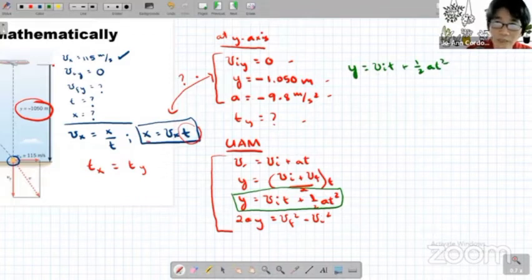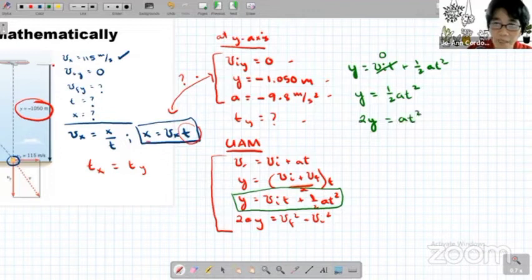So of course, what happens is you have the given here, pero para madali ang solution, normally tinatanggal na natin itong 0 kasi ang velocity initial ay 0. So we are left with y is equal to 1/2 at squared. So from here, we solve for t by first cross multiplying: 2y is equal to at squared, and then we divide both sides by a.